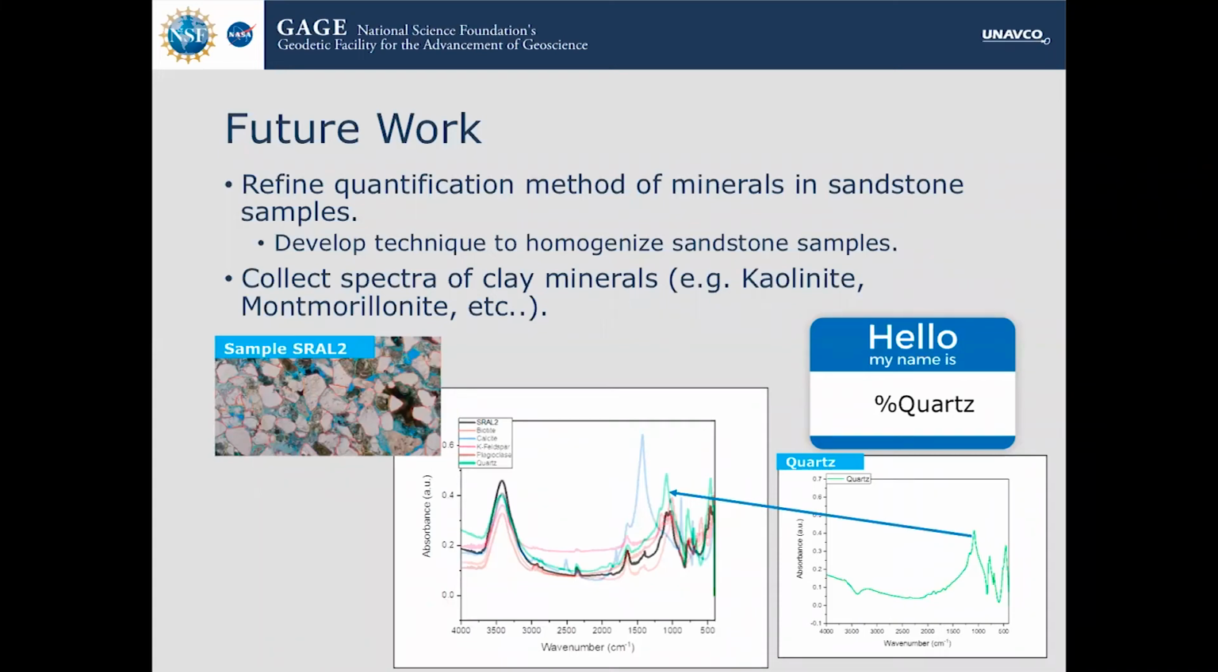I really think that it has something to do with homogenizing the sandstone samples. And I think once I can get that down, it will give us some better percentages as far as the IR analysis. I also want to collect spectra of clay minerals like kaolinite and montmorillonite, for example, because those are typical in depositional areas near shore faces.